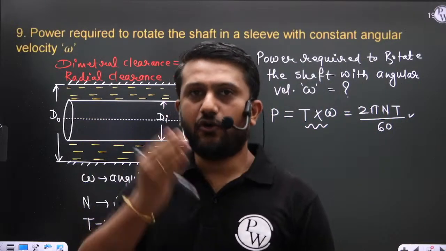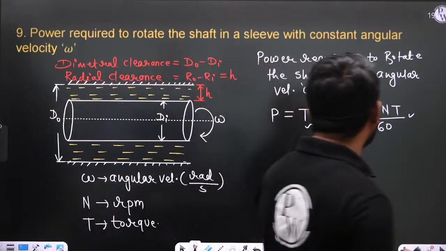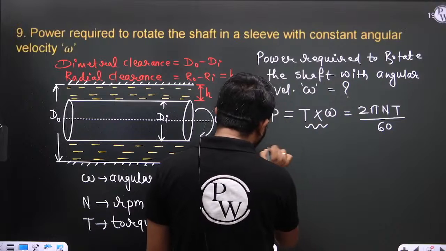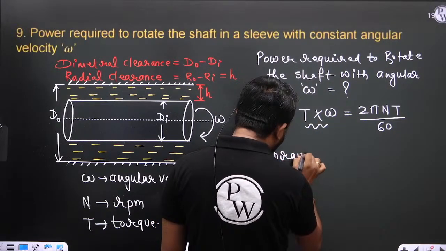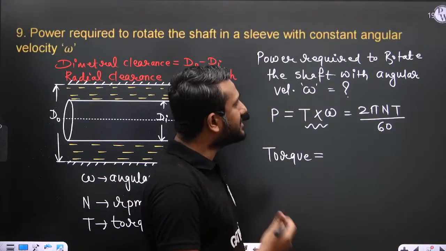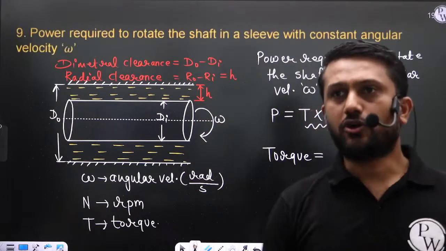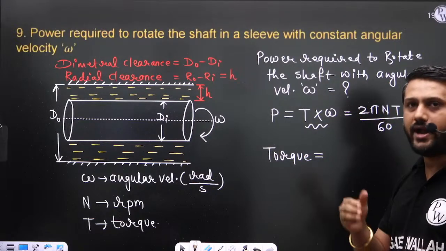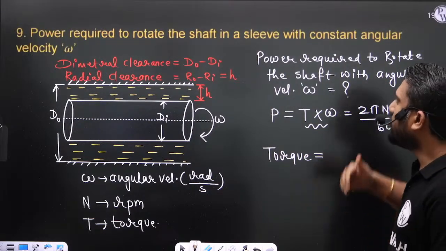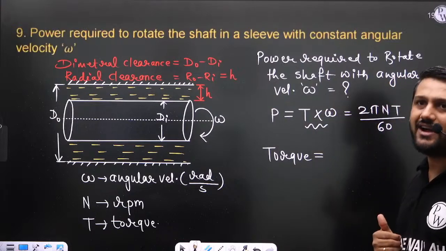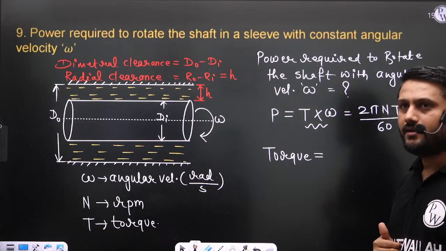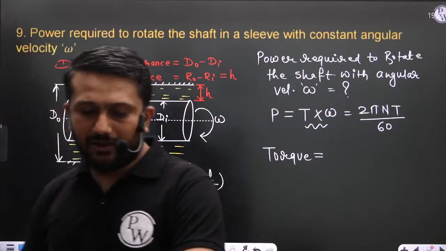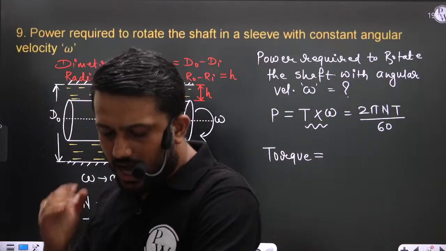Fine. So before calculating the power, first calculate the torque. What is the torque required to rotate this shaft with constant angular velocity omega? This is also called frictional torque, or torque required to overcome the friction. So how do you calculate this torque?